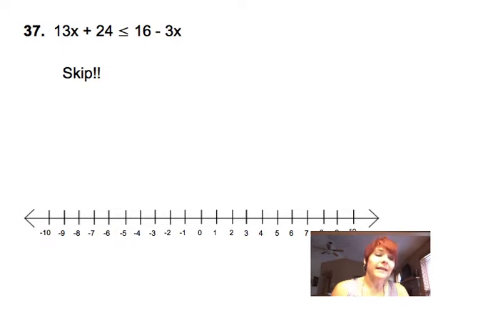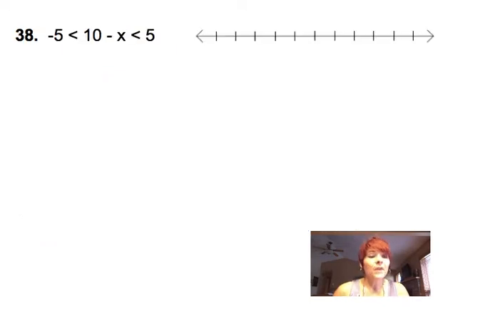37 we're going to skip. That's a lot like the last problem we just did. Number 38. This time we have a compound inequality. Notice that there are two less than symbols.